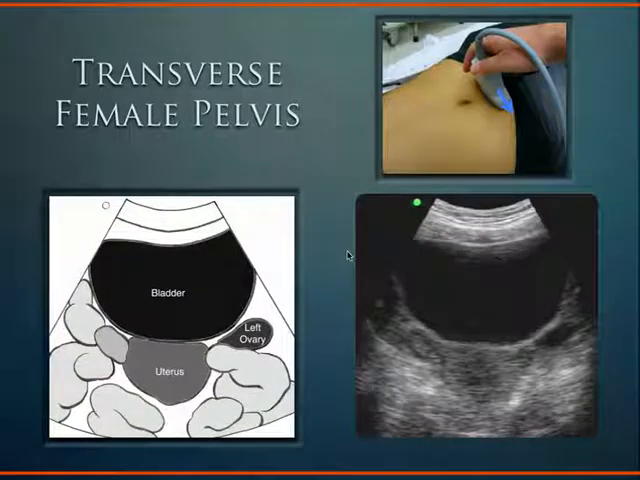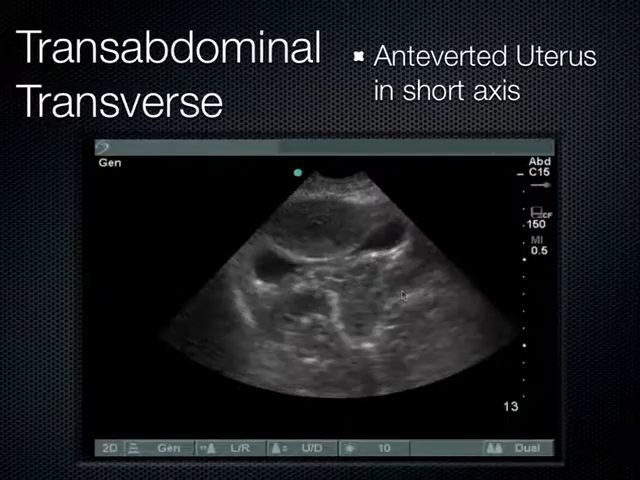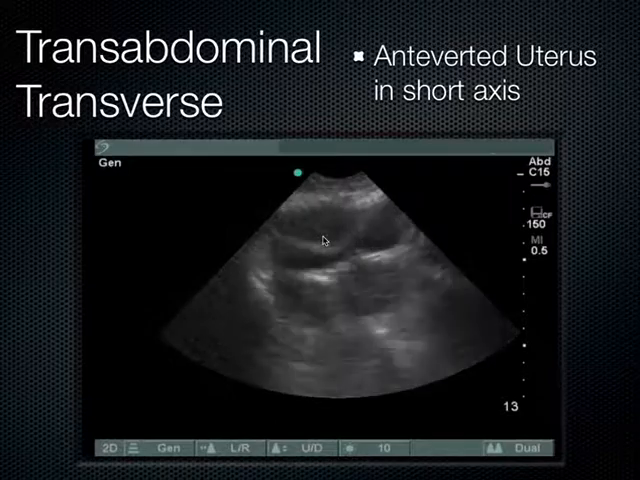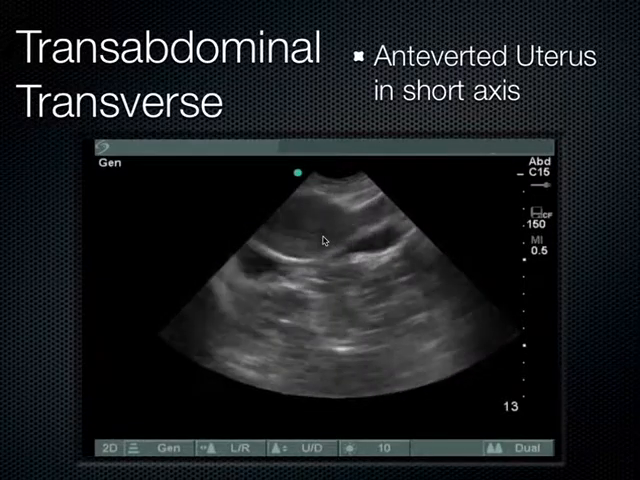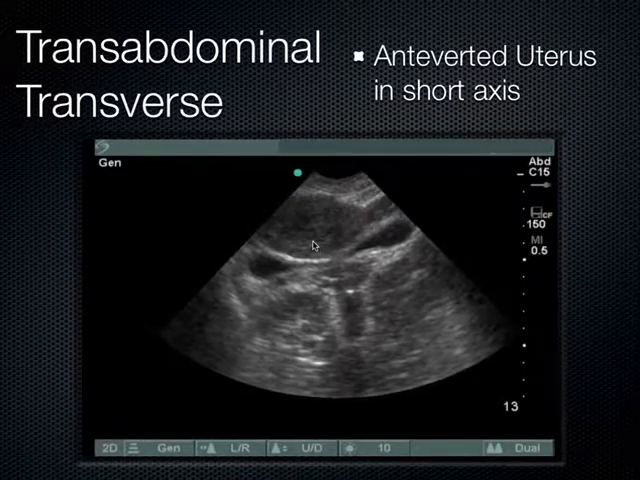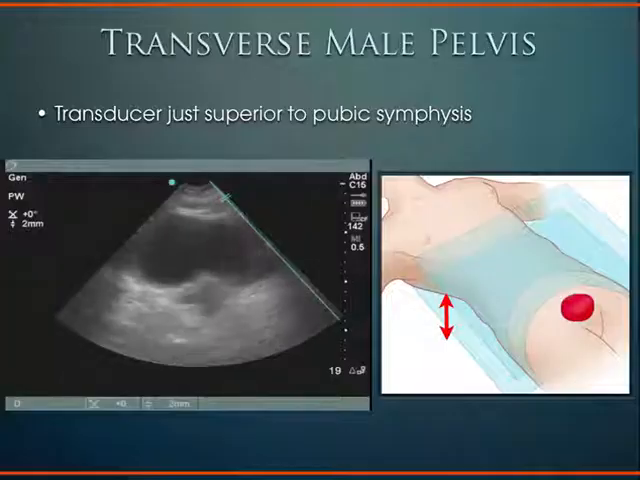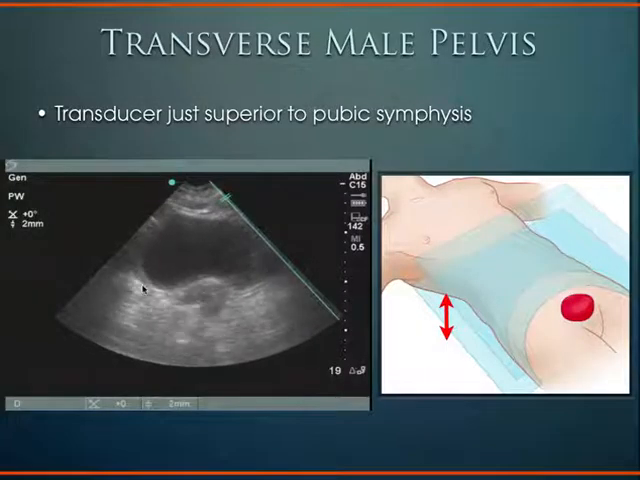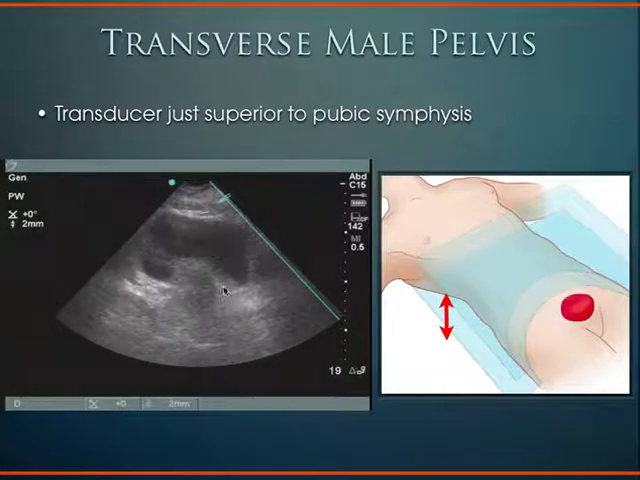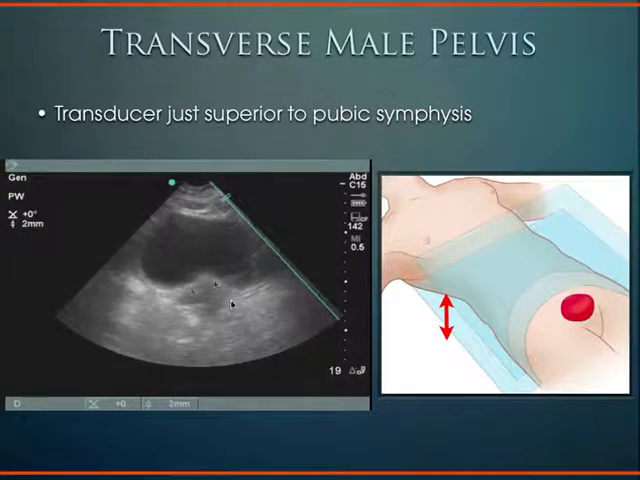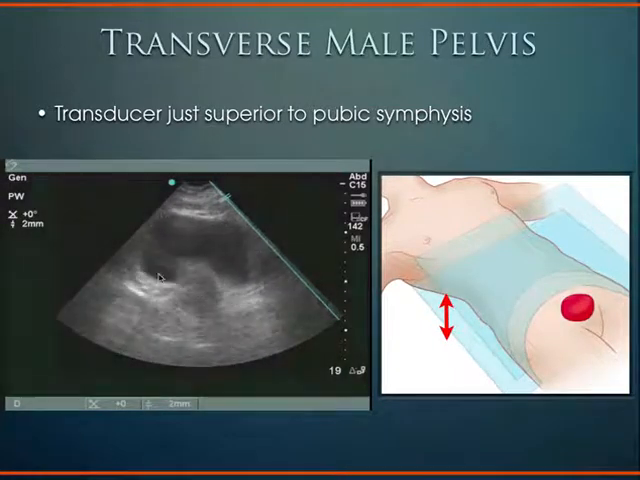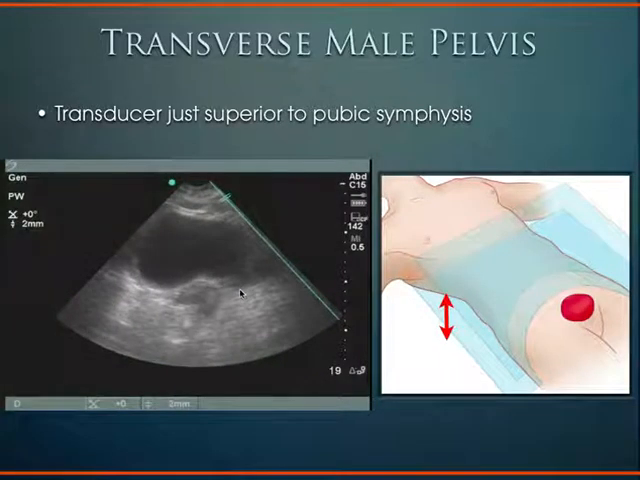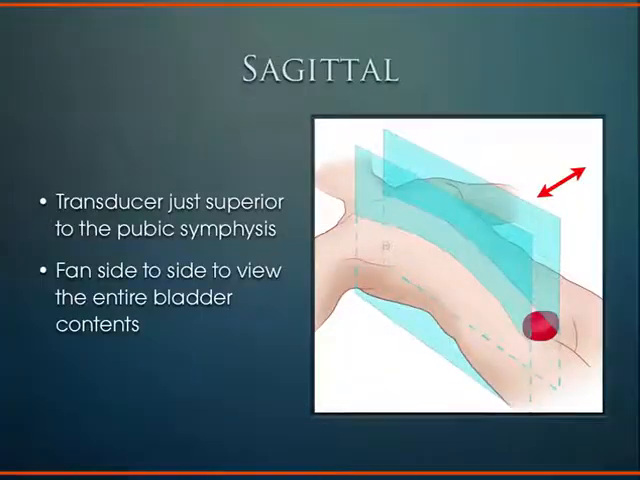So when the bladder's full, again, it pushes the uterus quite posteriorly. And then when the bladder is empty, now the uterus is very anteverted and wraps around on top of the bladder. Looks a little funny the first time you see it with an empty bladder like that. Now, here's a transverse view of the male pelvis. This is a patient who's got a pretty generous prostate down here, and we can see this sort of rectangular shaped bladder. Now, when we move into the sagittal plane, we have the indicator towards the patient's head.